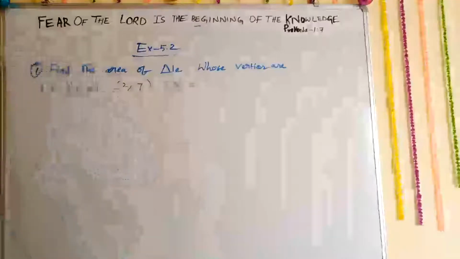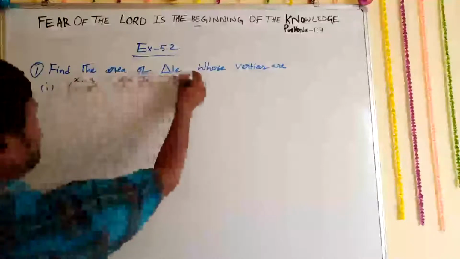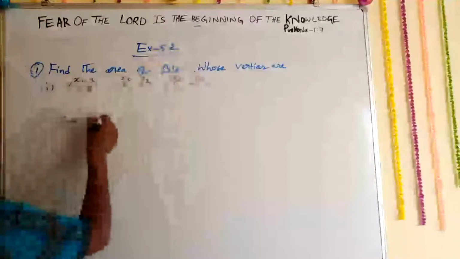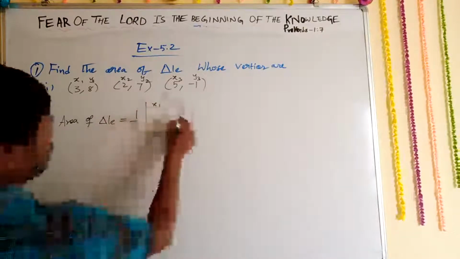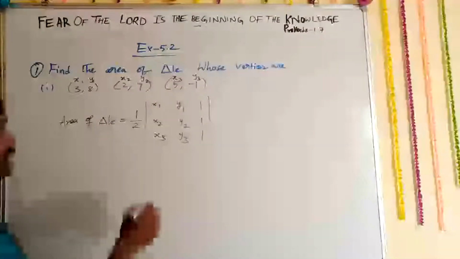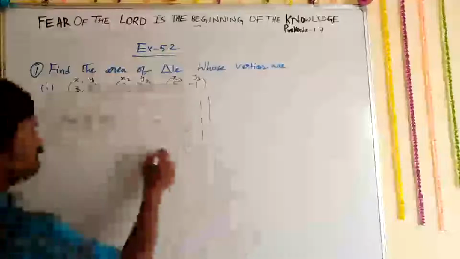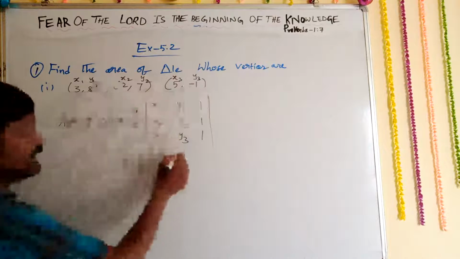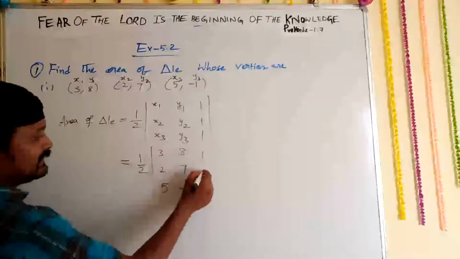Okay. So now here x1, y1, x2, y2, x3, y3. Now you have the formula again. Area of triangle is half determinant x1, x2, x3, y1, y2, y3, 1, 1, 1. Right? So after that, half determinant. What is x1, x2, x3? 3, 2, 5. Next, y1, y2, y3. So y1 is 8, y2 is 7, and y3 is nothing but minus 1. Then the remaining 1, 1, 1.